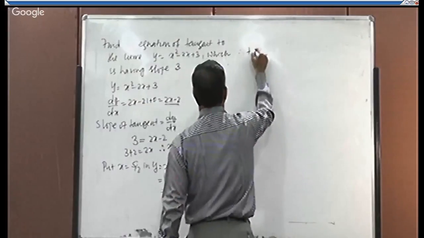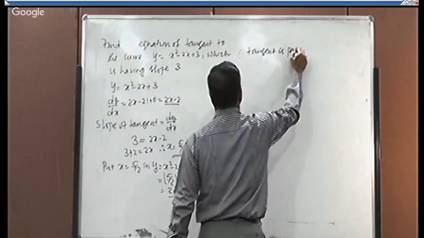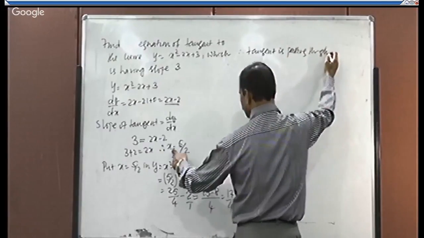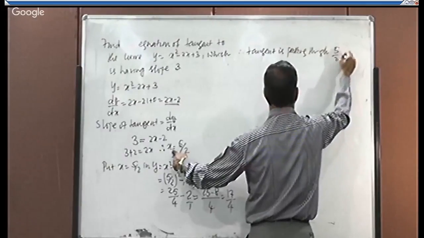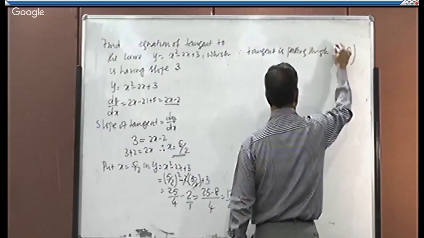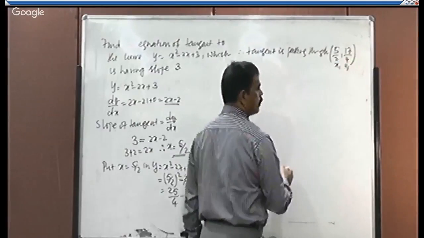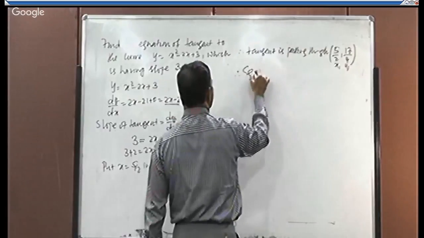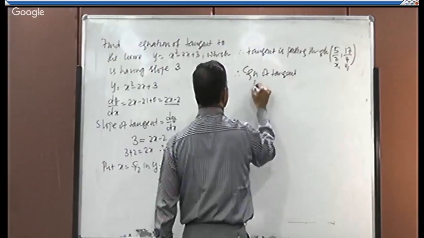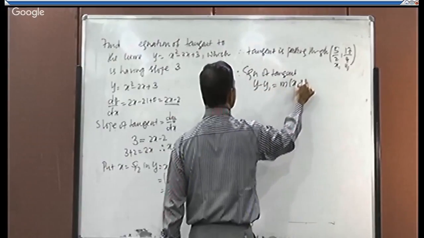Therefore, the tangent is passing through x comma y, which is 5 by 2 comma 17 divided by 4. This will be the x1, y1. Therefore, the equation of tangent is y minus y1 is equal to m into x minus x1.